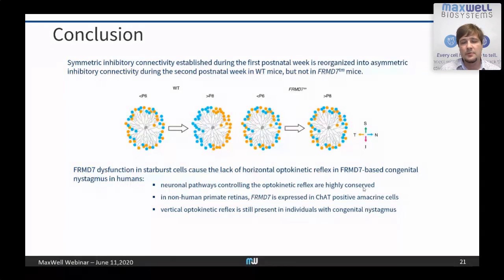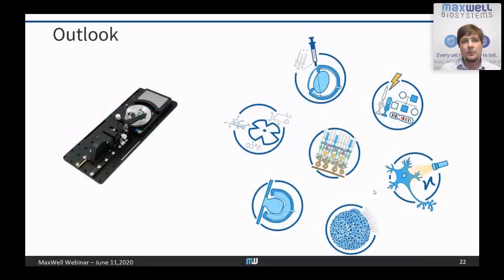And one can argue that based on the results of the papers, yes, but also one can argue that because the neuronal pathways controlling the optokinetic reflex are highly conserved among species, in non-human primates, F1D7, as in mice, is expressed in starburst amacrine cells and retinal ganglion cells, and that the vertical optokinetic reflex is still present in human patients also, as in mice. Now, with this, I would like to conclude.